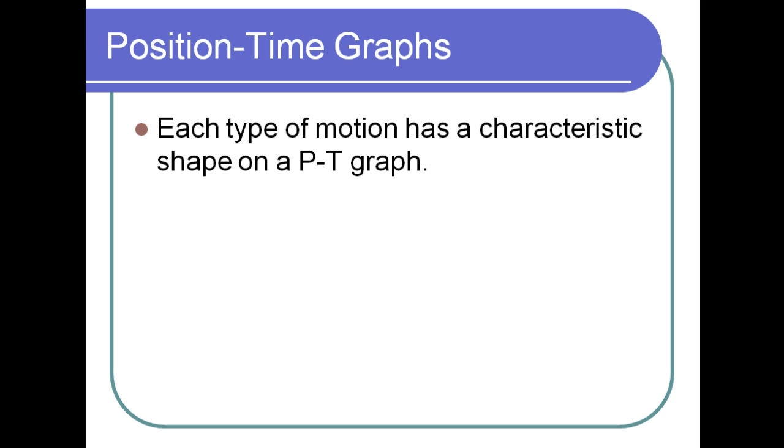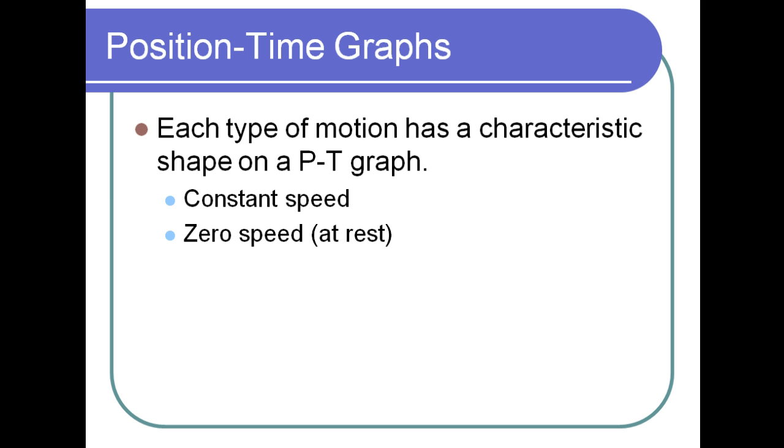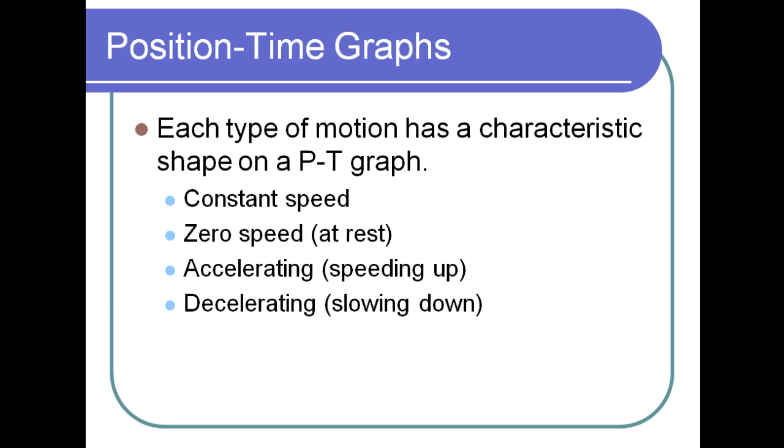Each type of motion has a characteristic shape on a position versus time graph. So if I'm at constant speed, zero speed at rest, accelerating and speeding up, or decelerating and slowing down, those are the 4 different types of graphs we could have, and we'll have demonstrations of those later on in the PowerPoint.